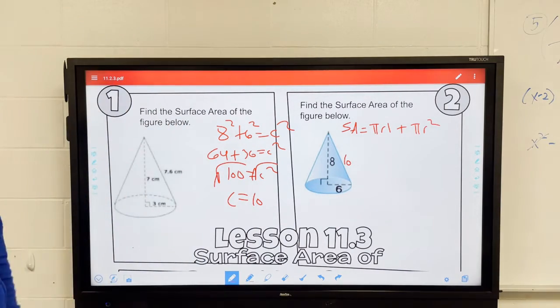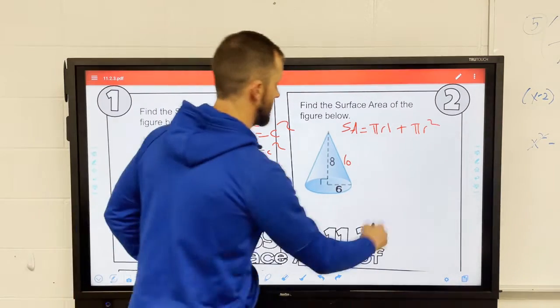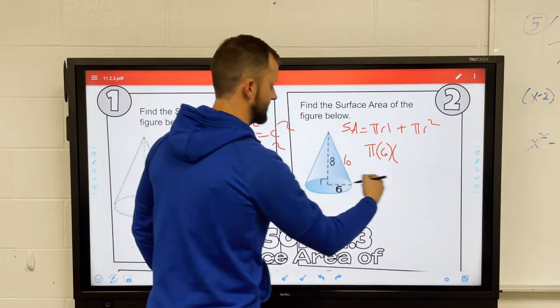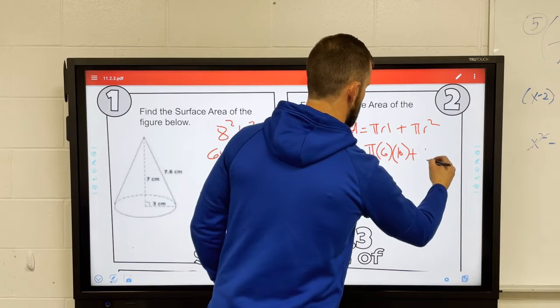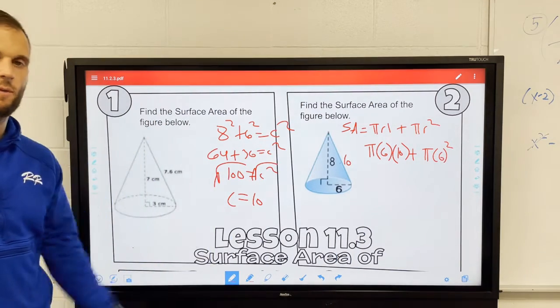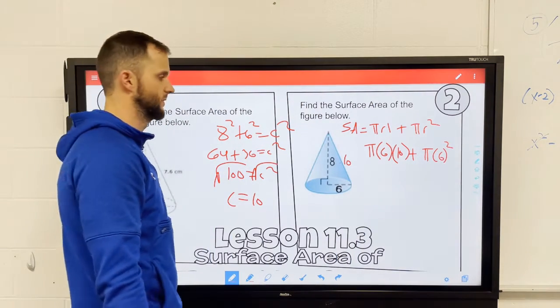And so now I have everything I need to end up solving for this. So I'm going to have pi times my radius, which is 6, times the slant height, which is 10, plus pi times 6 squared, because that's my radius. So now I'm going to do the math on all this and figure out what my surface area is.